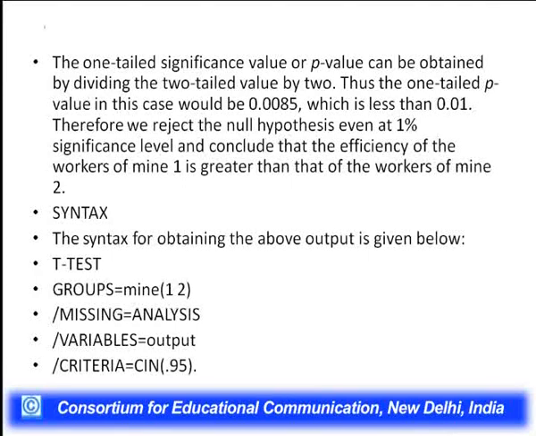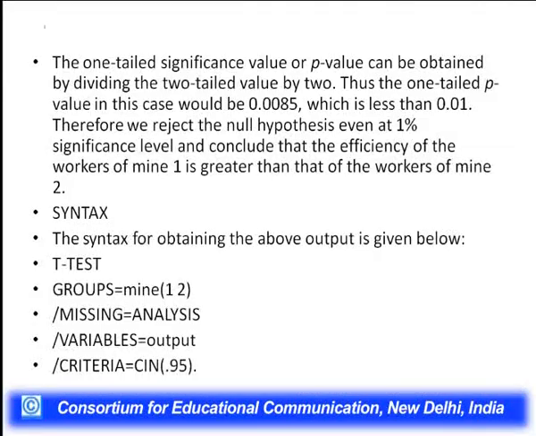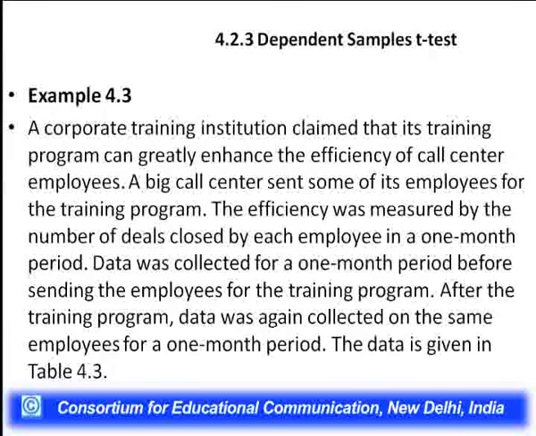So this is the syntax which is mentioned here. T-TEST is for the t-test, groups are of two types, 1 and 2. The missing is analysis, variables are output, and criteria is 0.95.